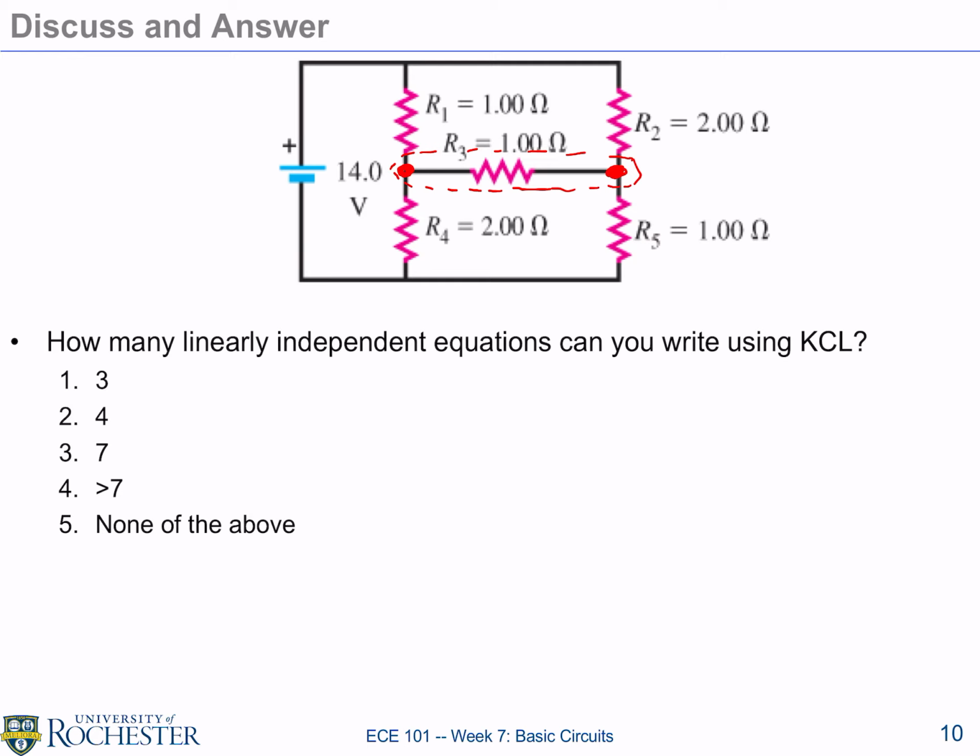So 4 is a very common answer, right? I have one node over here, one node over here, let's call them 1, 2, perhaps there is another node over here, 3, and there's another node over here, 4. Is this a node? No, because it's uninteresting. There's no circuit element. It's the same as node 3.